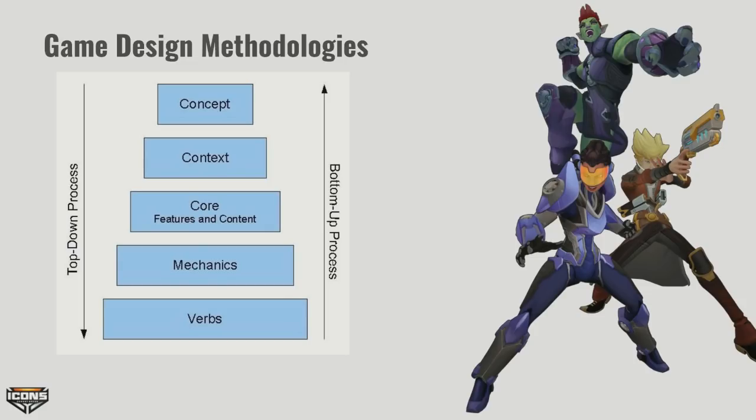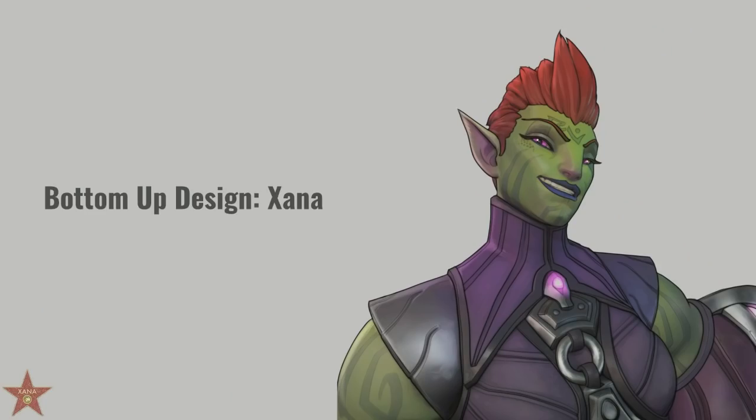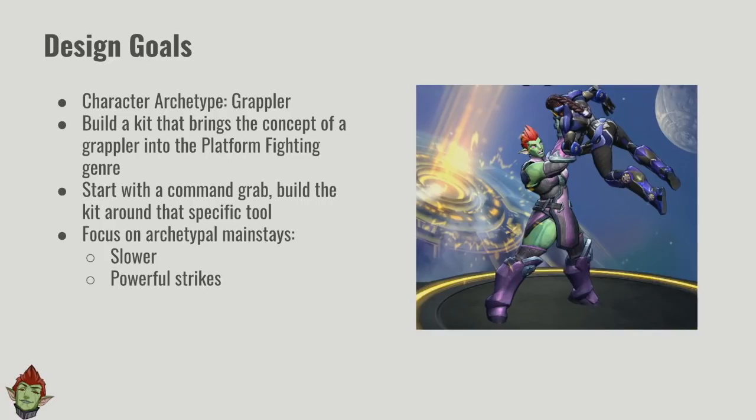So Wes here was the designer that was focused on Zana. We're going to kick it over to him and let him talk a little bit about bottom-up design. Yep. So on Zana, we were starting from a mechanical gameplay idea and not necessarily from a concept. So this is why it's a bottom-up design process. What we were really shooting for was the character archetype of a grappler. When you're starting with something like that, you generally try to find some sort of marquee move that you are then building the kit around.